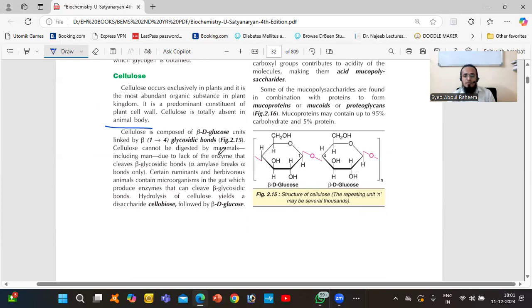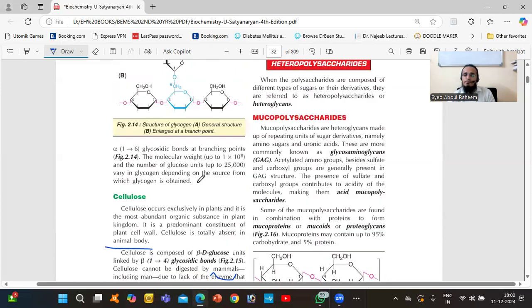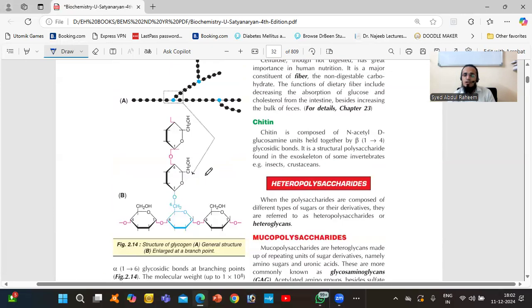Cellulose cannot be digested by mammals, including man, due to the lack of an enzyme that cleaves beta glycosidic bonds. Certain ruminants and herbivorous animals contain microorganisms in the gut, which produce enzymes that can cleave beta glycosidic bonds. Hydrolysis of cellulose yields a disaccharide, cellobiose, followed by beta D-glucose. So this is about cellulose.